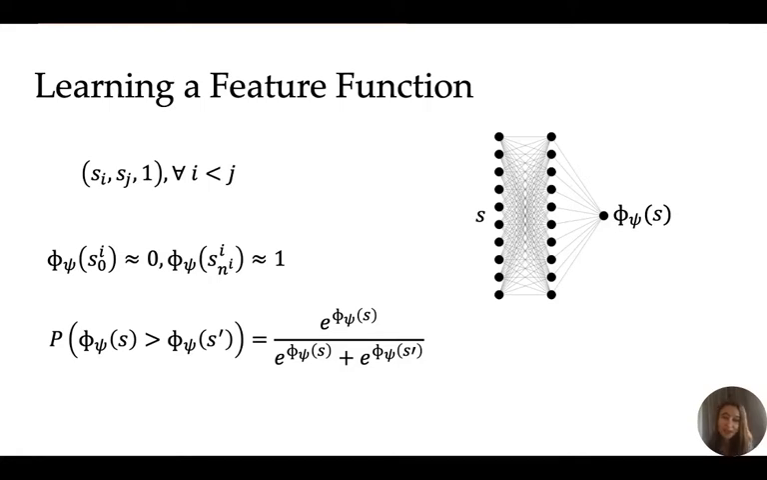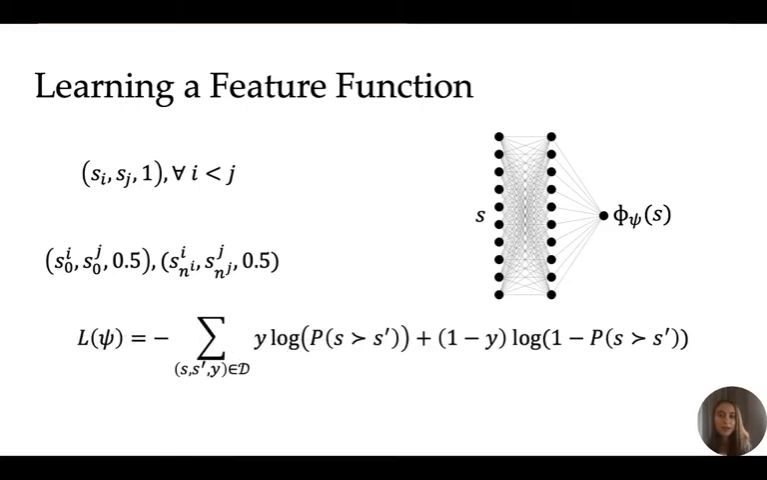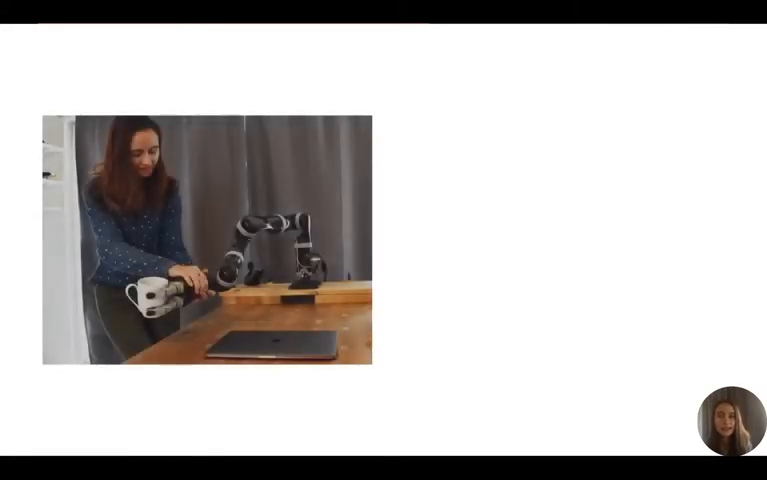For the second assumption, we essentially want all start labels to be indistinguishable from one another, and the same for the end labels. This gives us tuples with a label of 0.5 to symbolize equivalence. And lastly, we incorporate this data set of tuples and the human modeling choice into a simple cross-entropy loss for training the network.